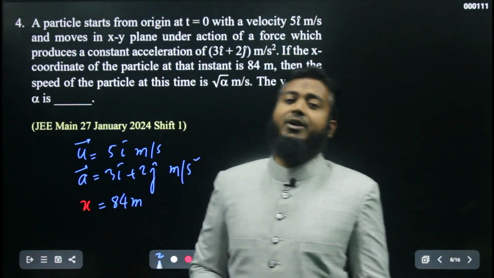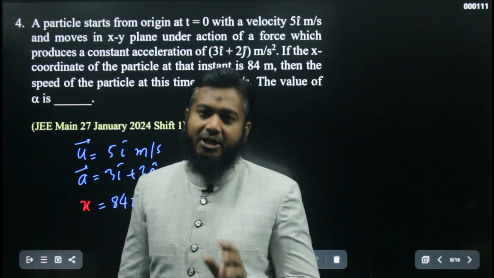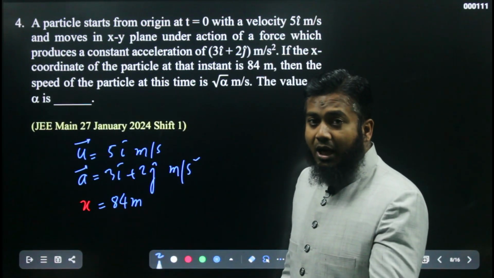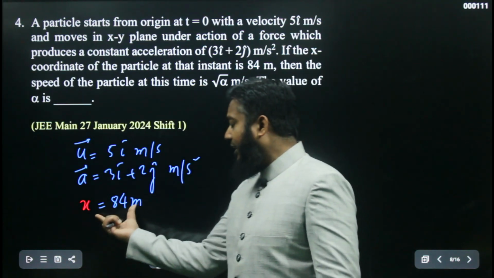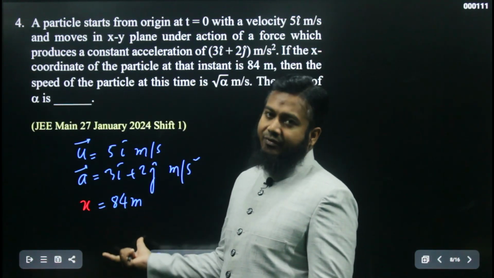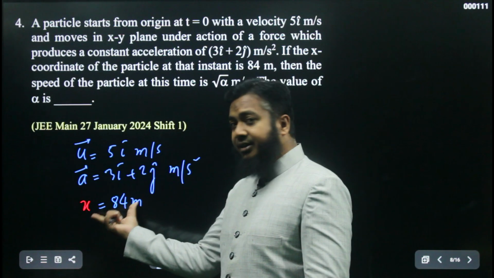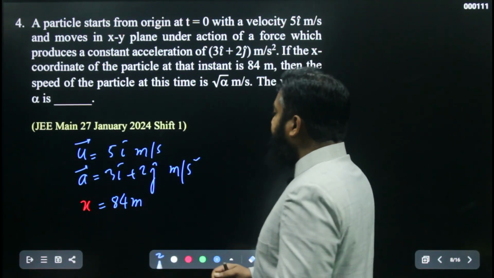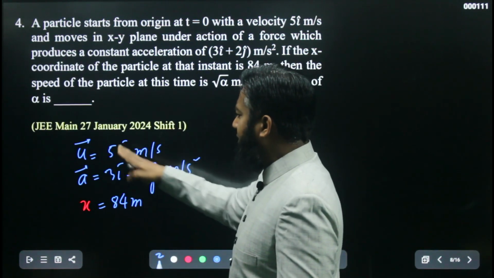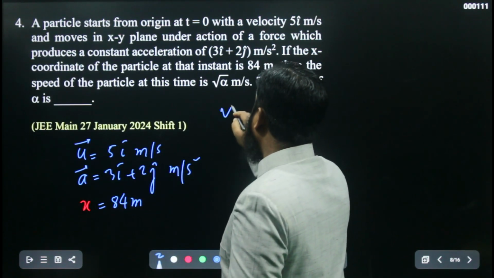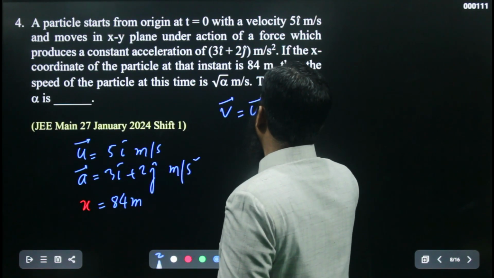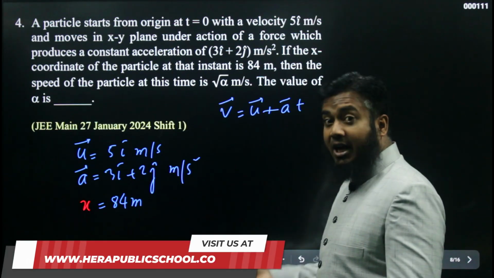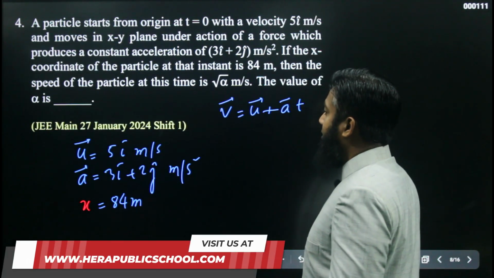Now at the same moment you have to find the speed of the same particle. Okay, so we need to find the speed of the particle at certain moment, and how to find that moment? For that we are given that at that moment x is equal to 84 meter. So if you can use this information, we can find the time, and then at that time we have to find the speed. Okay. Now how to find the speed? We are given initial velocity and the constant acceleration, so I can make use of the first equation, which is u plus at. So u is given to us, a is given to us, we just need to find the time at which we are being asked the speed of the particle.